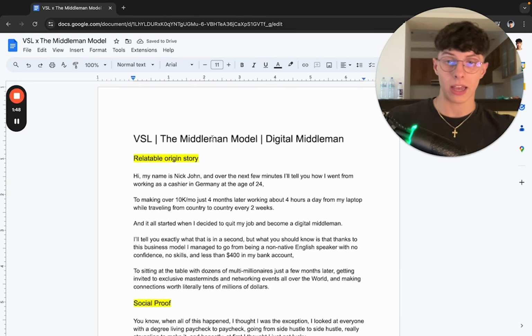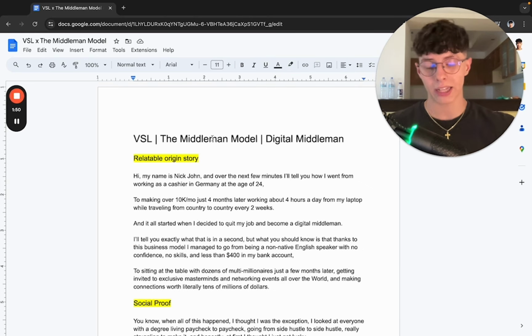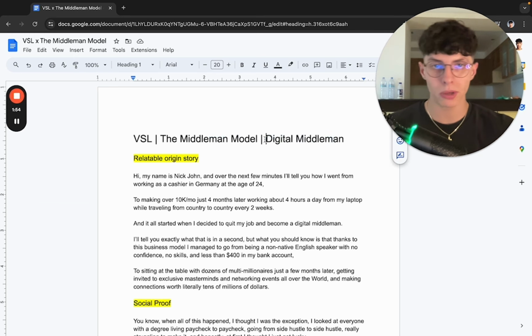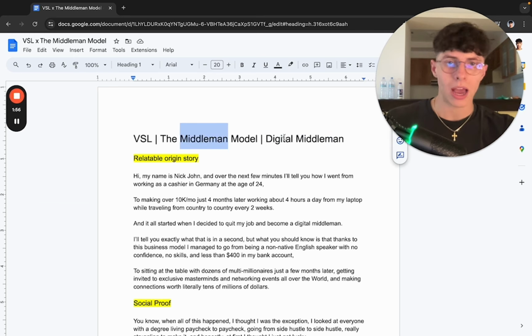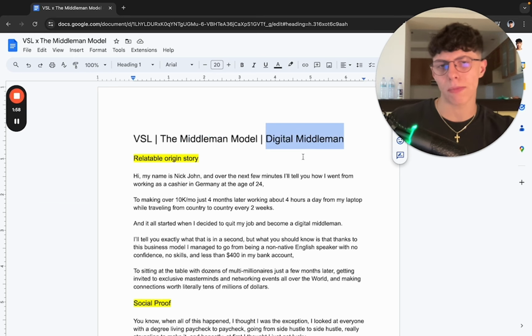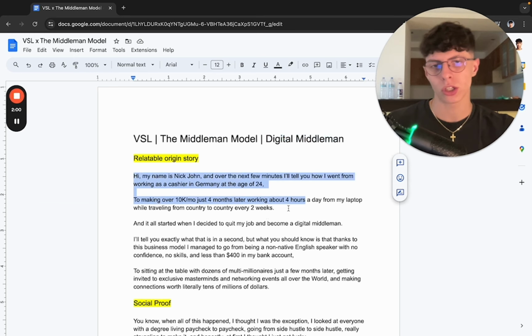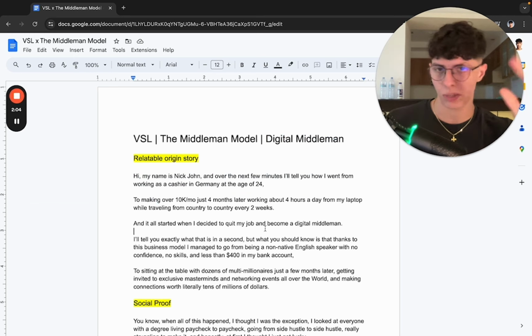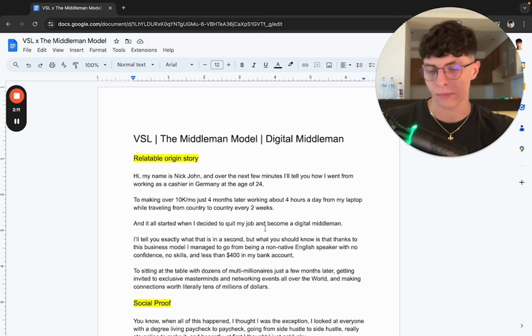One thing, as I told you, the client and I were still talking about either middleman model or digital middleman. Now I came up with this digital middleman angle, which I think is pretty good. That could change in the next days. It's just the name of, let's say, the unique mechanism of the wrapping paper around high ticket closing. So let's get into it.